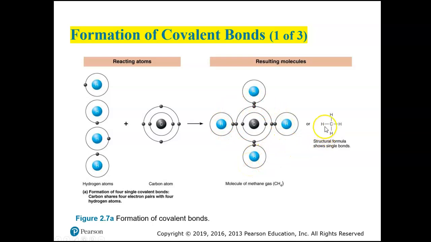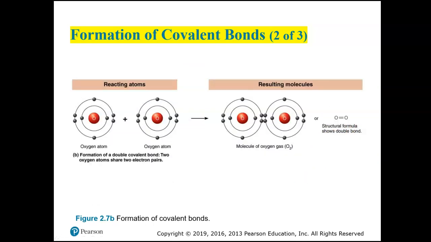So it forms what we call 4 single covalent bonds, because a single bond is when only 1 pair of electrons is shared. And this is how you would write the structural formula for methane. The chemical formula is CH4. That's what we call the molecular formula or chemical formula. And the structural formula is where you draw the bonds out, like you see here. So that's an example of a single covalent bond.